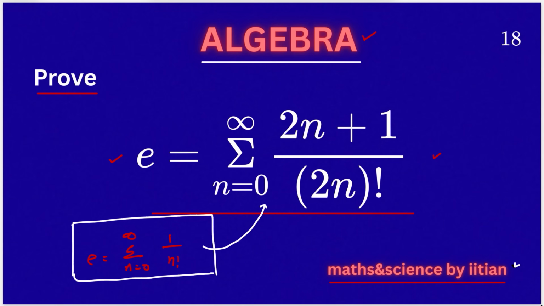Let's move further. What is the question given? We have to prove that E is equal to sigma n is equal to 0 to infinity (2n plus 1) by factorial 2n. This is the question.